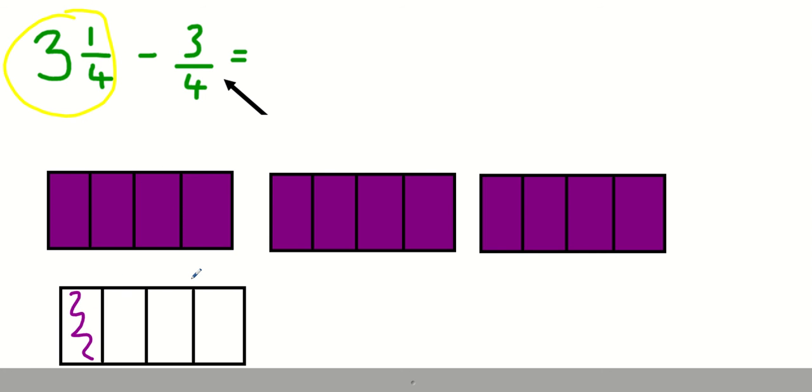Now I need to subtract, okay, 3 of those quarters, so 3 of those equal parts. So I'm going to get rid of that one. 1, 2, 3. If you want to cross them, that's fine. Okay. Then my answer is, what do I have left? So I still have that complete. I still have that complete. So I've got 2 wholes, okay, and then I've got 2 quarters.